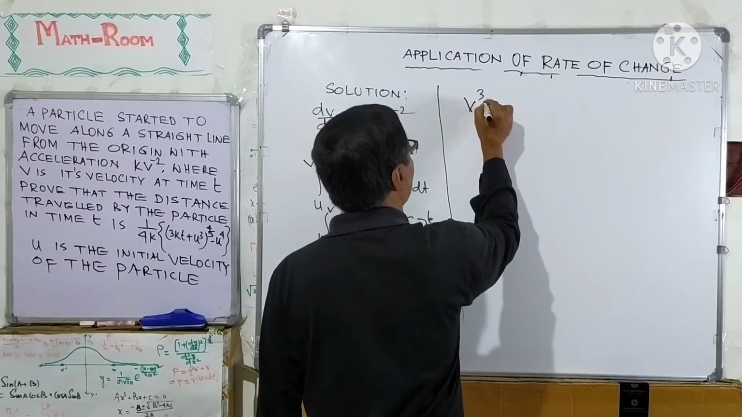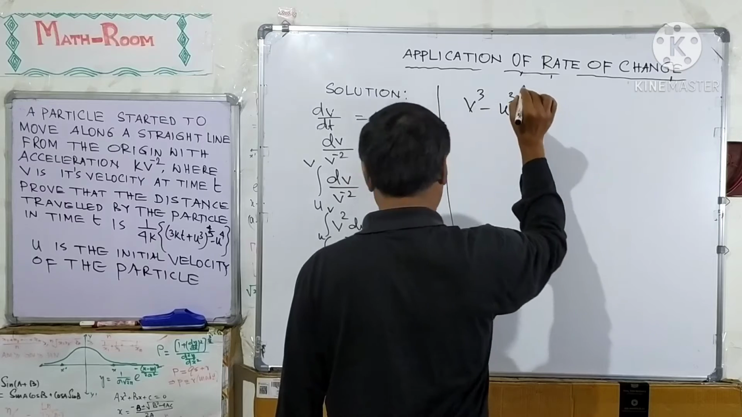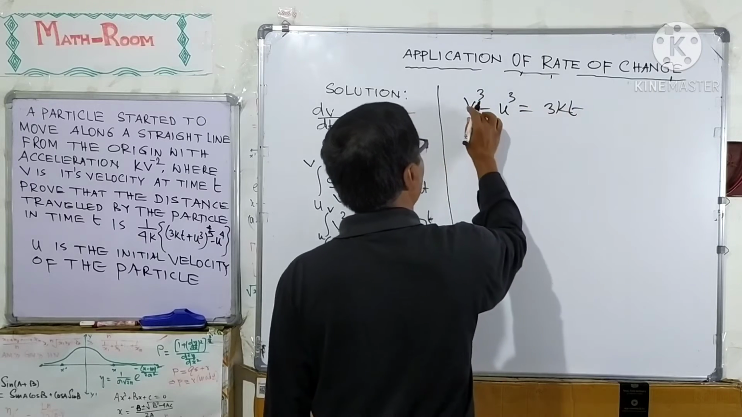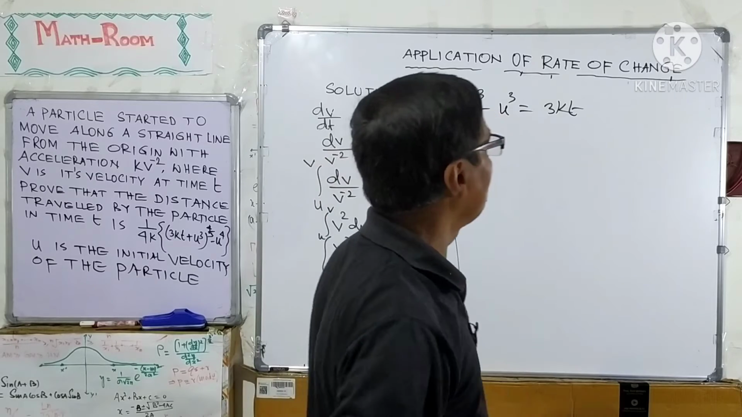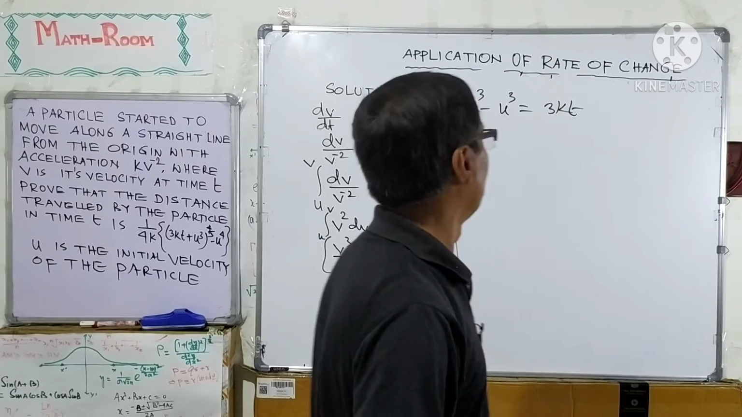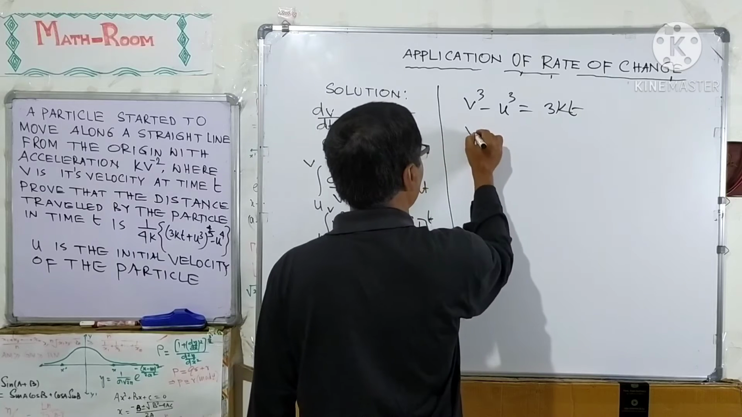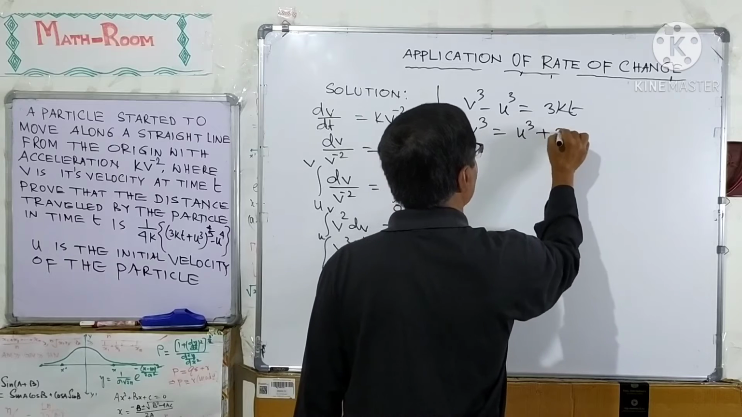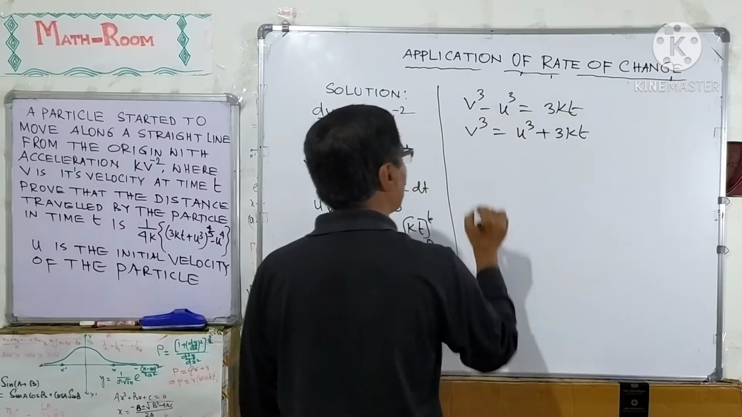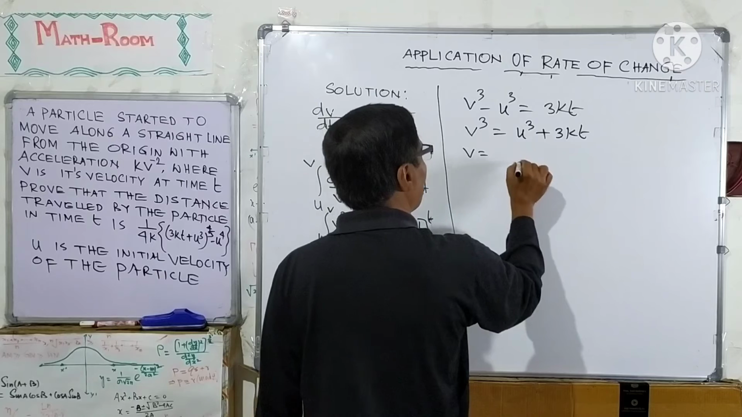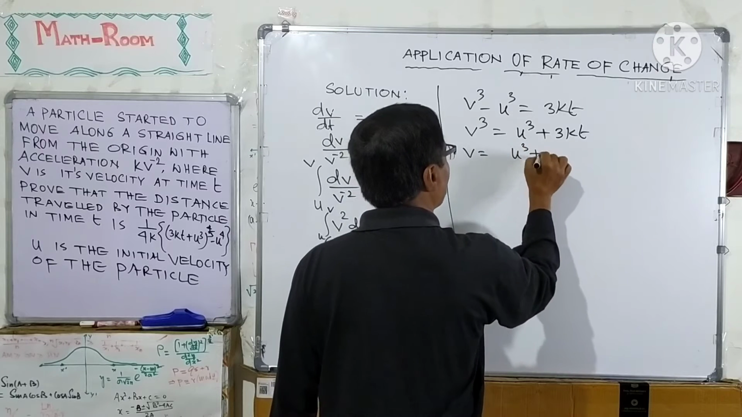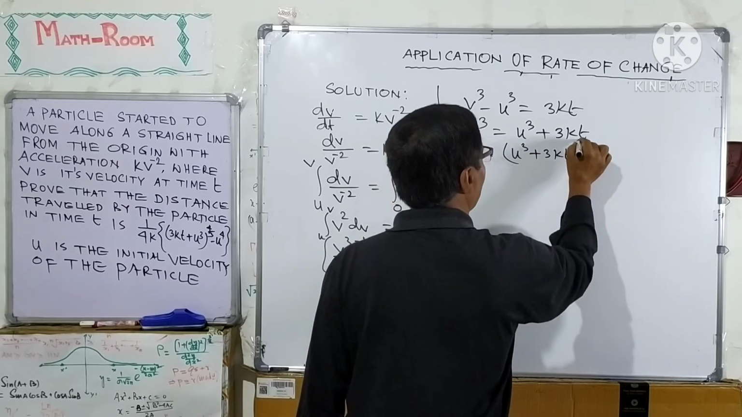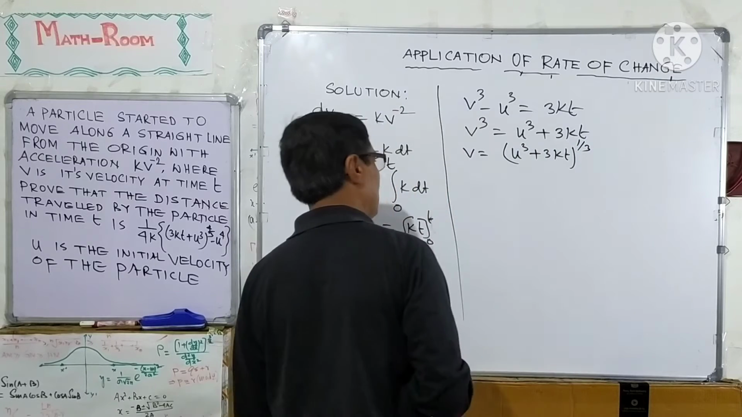So, v cube minus u cube equals 3 kt. So, v cube equals u cube plus 3 kt. So, v equals u cube plus 3 kt to the power 1 over 3.